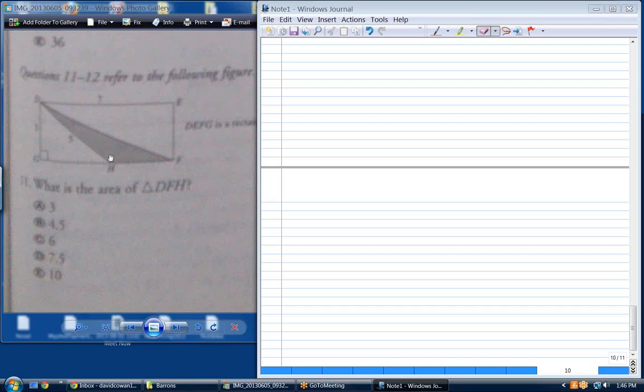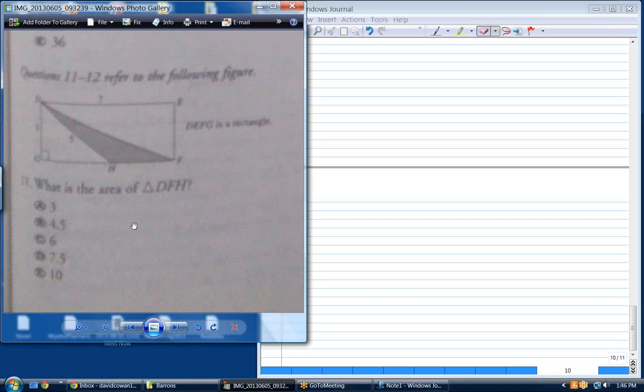So, okay, let's see this one here. Gosh, I can hardly read this. They want the area of this shaded region, DHF. Let's see, that's 3, that's 5, that makes this 4. So the only thing we need is HF. This is 7. So HF must be 3.